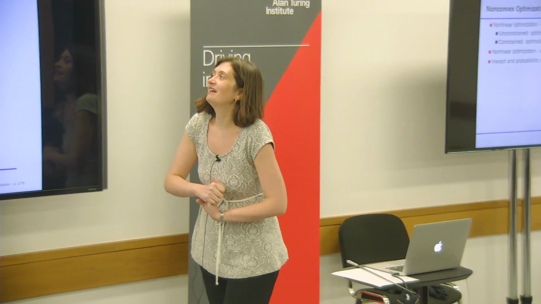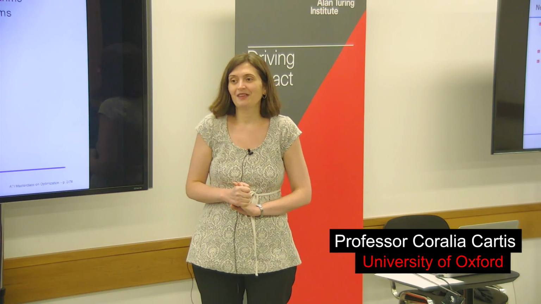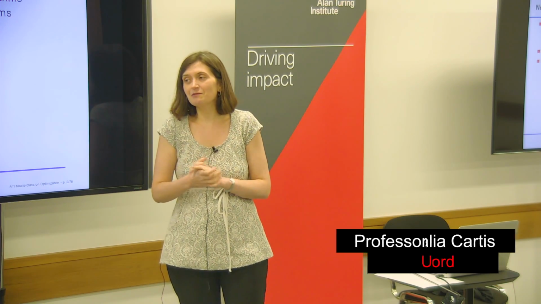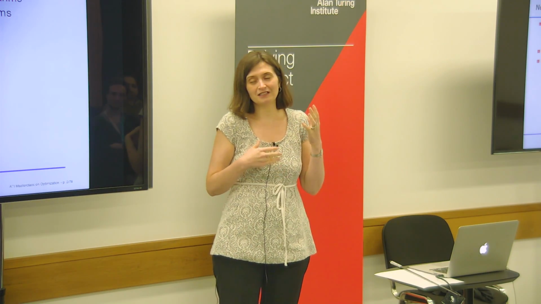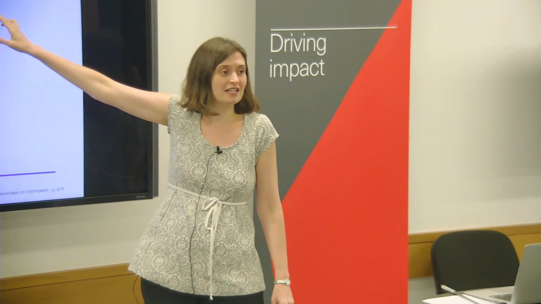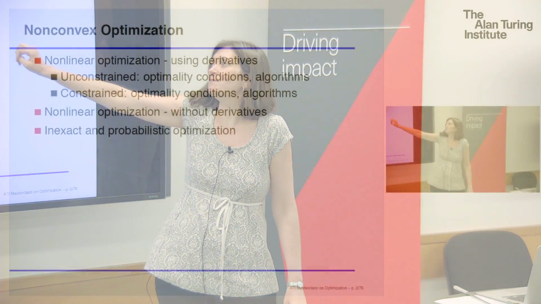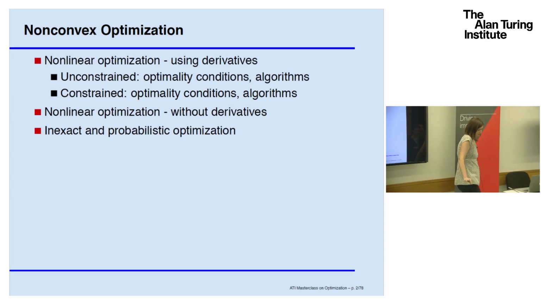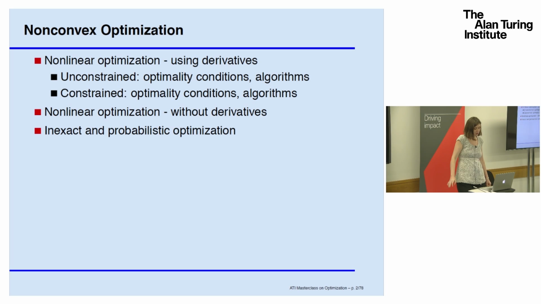Essentially, I want to tell you about nonconvex optimization. Essentially, we talk about methods here based on whether they use derivatives or they don't use derivatives for the problem, and whether we have constraints, restrictions on the variables, or we have no restrictions on the variables. And then I want to talk a little bit about the case when we don't have derivatives, and then to go into even more approximate situations where we do most things inexactly or probabilistically.